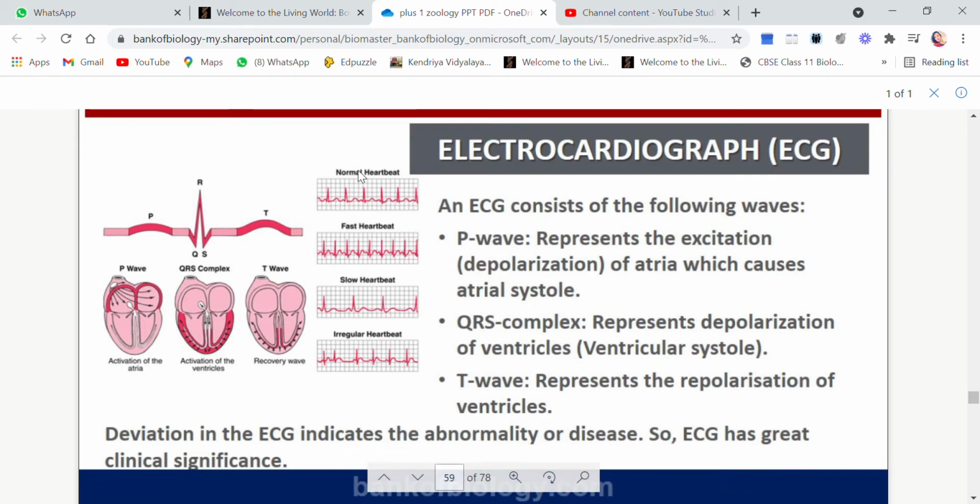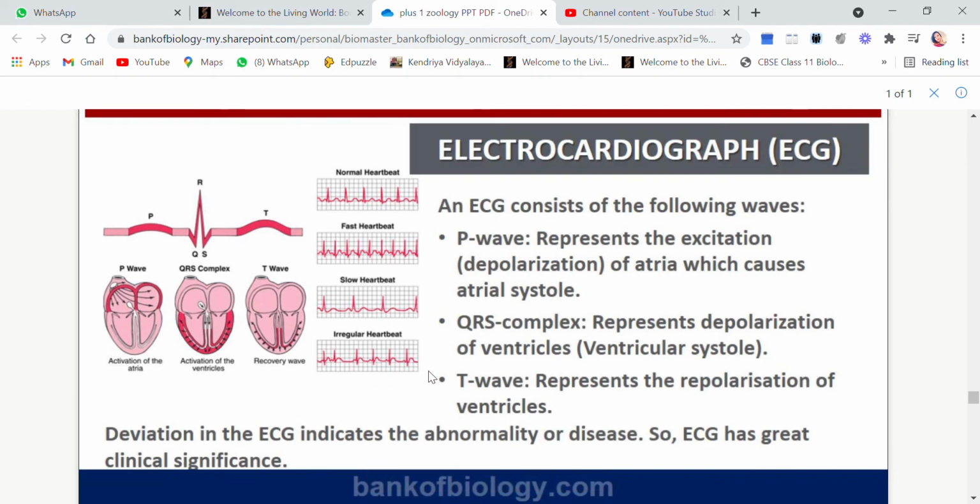You can see this is the ECG of a normal person, and this one is quite fast because you see the QRS complexes are very close. This means that the ventricles are getting excited much earlier than they are supposed to. This is a slow heartbeat, the QRS complexes are too far away, and this is an irregular heartbeat because the QRS complexes are not formed properly, as you see here in the graph.